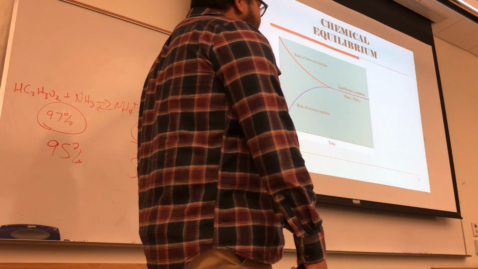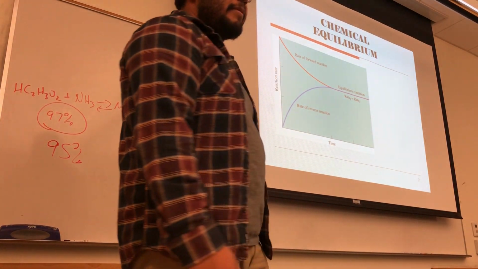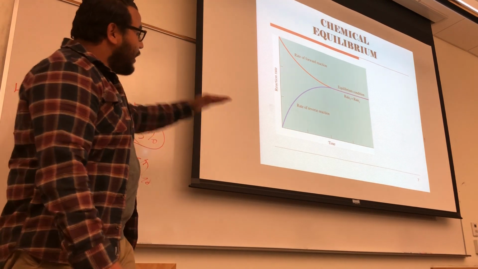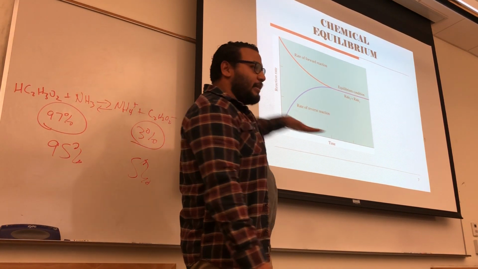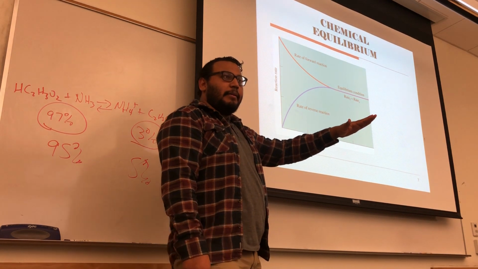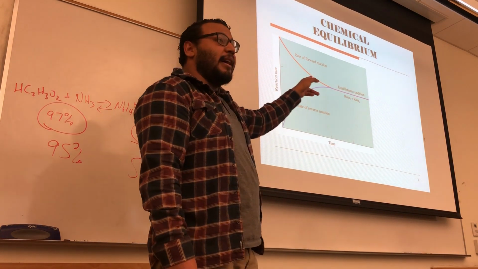So what we see here is a graph that demonstrates the concentrations of the different reactants and products, and as we see, we get this asymptote-looking kind of thing, in which the concentrations are constant.